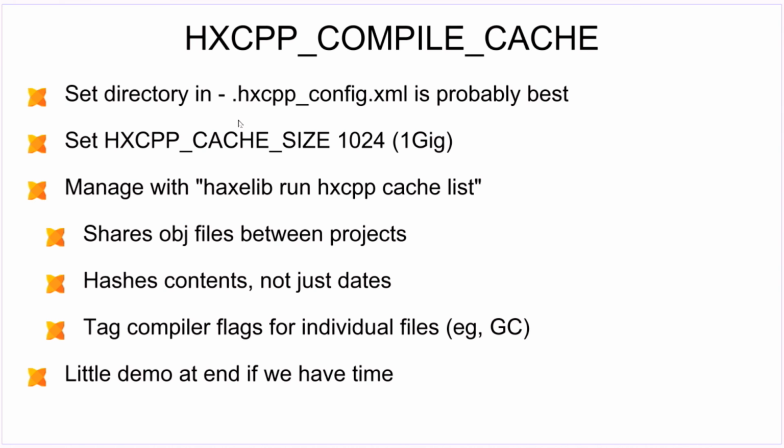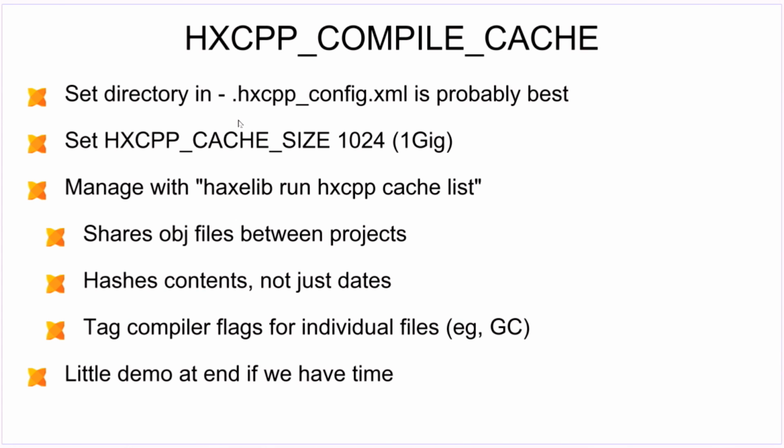And you can manage it with the Hxcpp run Hxcpp cache. The cache has got a few commands, list and clear, and a few other things just to see what's going on. And the good thing about this is it will share your OBJ files between projects. So project A uses one OBJ and project B uses the same one. You only need to compile it once. And it works off the contents of the files, not just the dates.